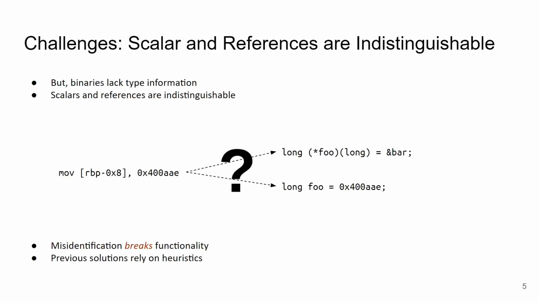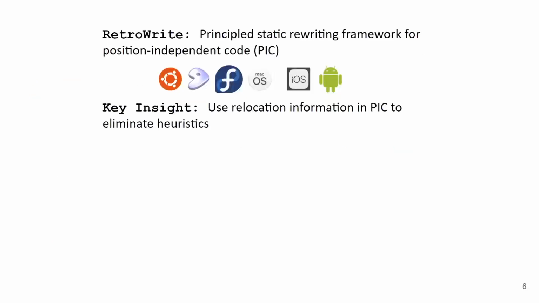Existing solutions rely on a combination of heuristics, static and symbolic analysis to disambiguate between pointers and references. In this work, we developed RetroWrite, the first principled static binary rewriting framework for position-independent code. The key insight is that position-independent code is widespread for executive benefits, and we can simply reuse the relocation information embedded by the compiler to rewrite the binaries safely, without the need for any heuristics.